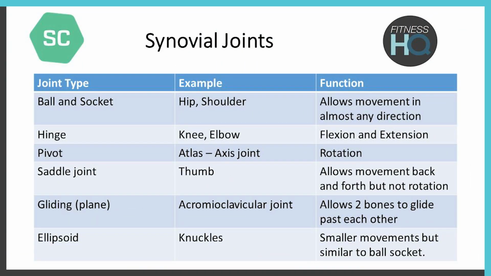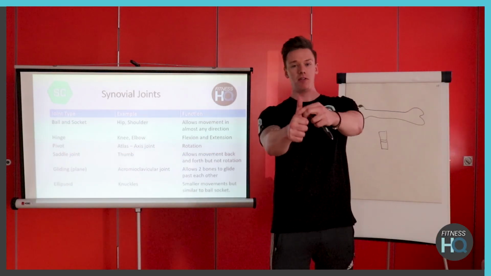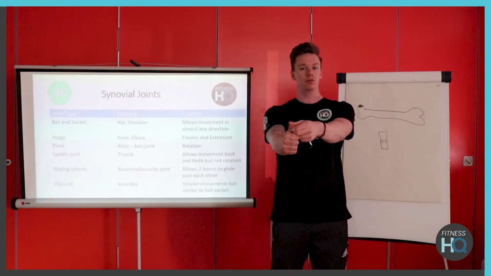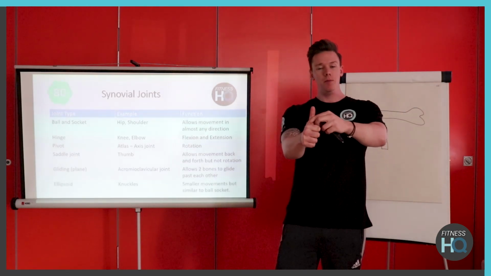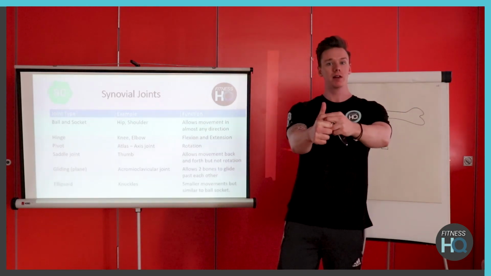Next one is the saddle joint. So imagine you're sat on a saddle, your thumb, so it's like a joystick. So it goes forwards, backwards, left, right. You can do sort of little bits of circles, but it sits in there as if you were sat on the saddle of a horse.